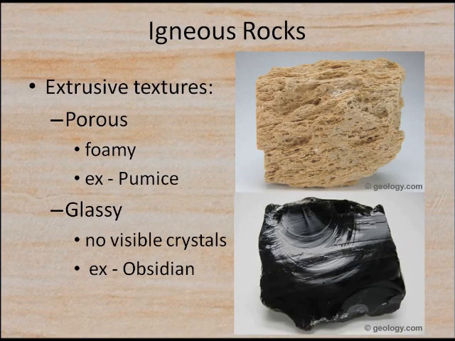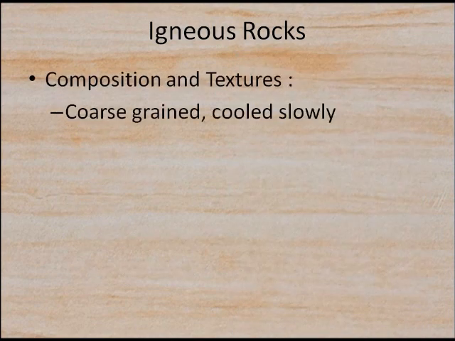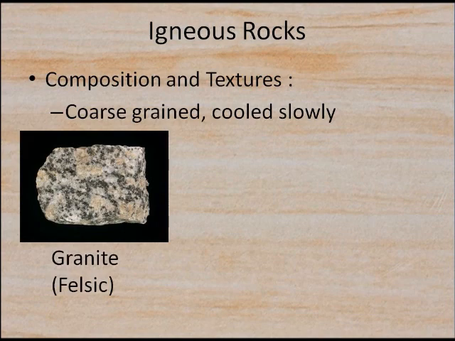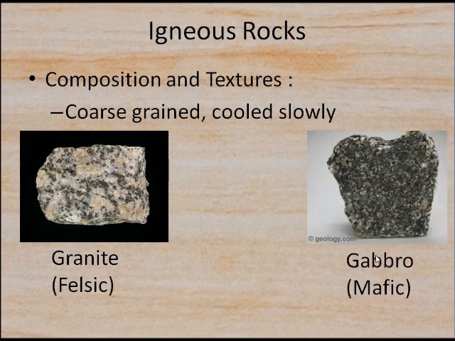So those are the textures that we're going to talk about. We've got coarse-grained, fine-grained, porphyritic, porous, and glassy, right? So coarse-grained cooled off slowly, right? If we have a felsic rock, then it's granite. If we have a mafic rock, then it's gabbro. Gabbro is a rock made up of dark minerals, high in iron, low in silica, but it has large crystals.